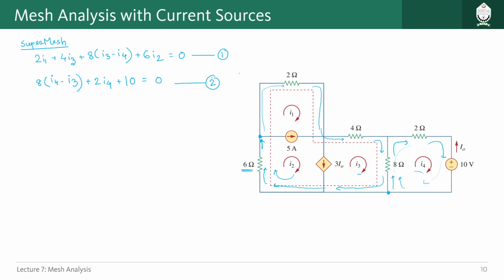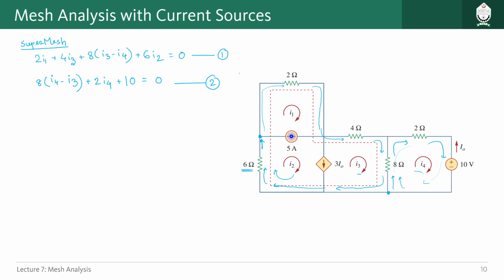Now we have 4 meshes. There are 4 unknowns, I1, I2, I3 and I4. So we should be getting 4 equations to solve this particular circuit. We already have 2 equations. We need another 2. For that, if you look inside our super mesh, you will see we have 2 different current sources, and because of these two current sources inside our super mesh we are going to get two equations.